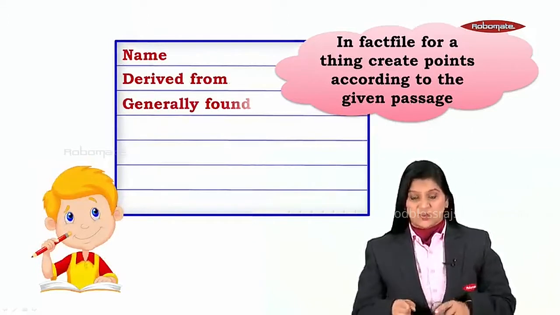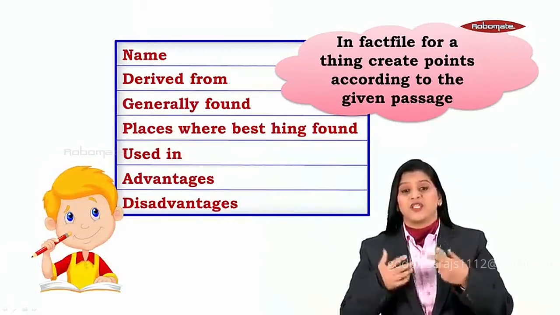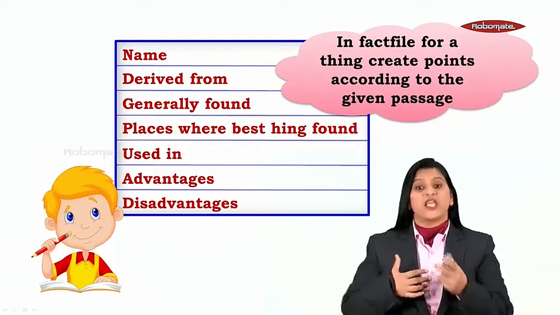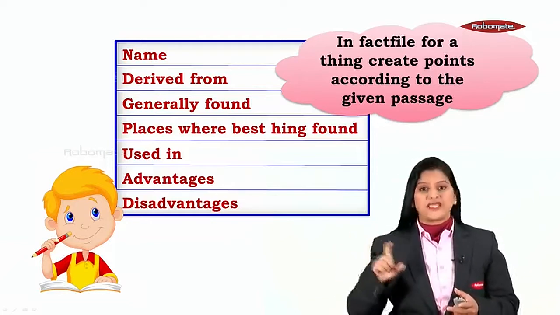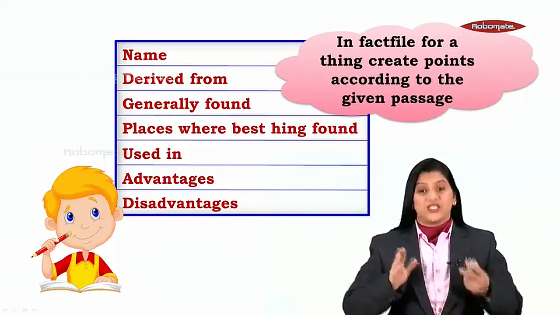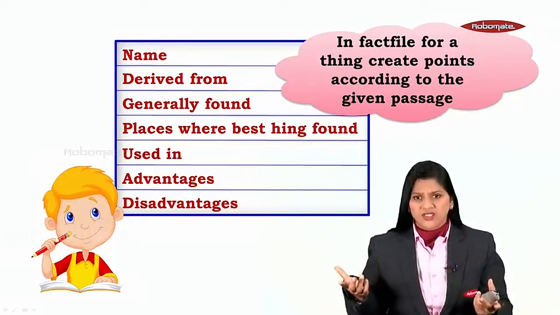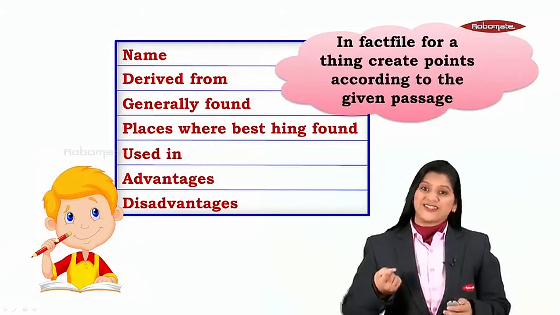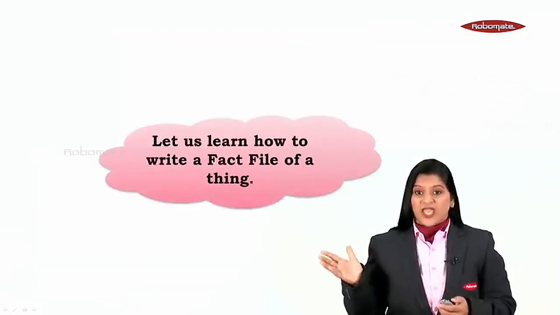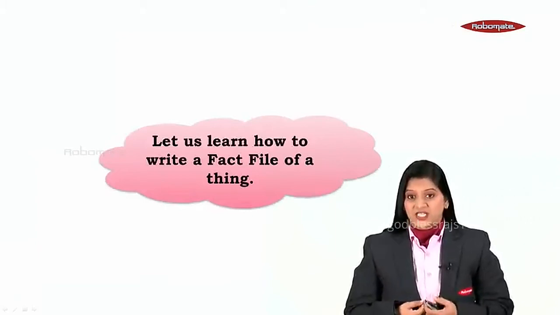That means when they give you a passage, pick things like name, it is derived from, generally found in, and so on from the passage and then give information. This might be given to you in your question or maybe not, but then you can always create it on your own. Now, if we have to deal with fact file of a thing, alright.